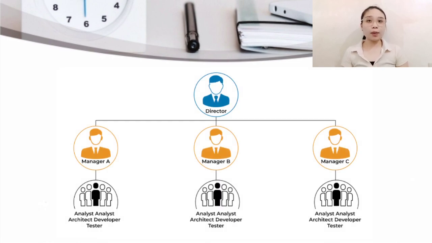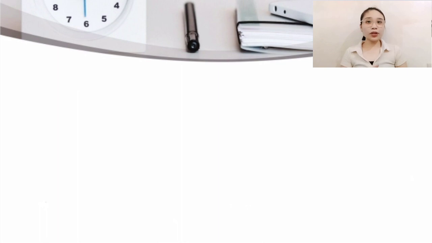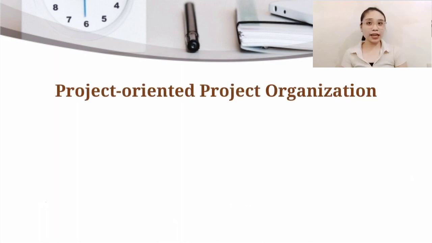As we can see, projects are the main units of conducting undertakings. There is a director at the top and managers of various departments under him. Under them are project teams consisting of various members like the analyst, architect, developer, tester, and etc. Numerous advantages and disadvantages are associated with project-oriented organization.